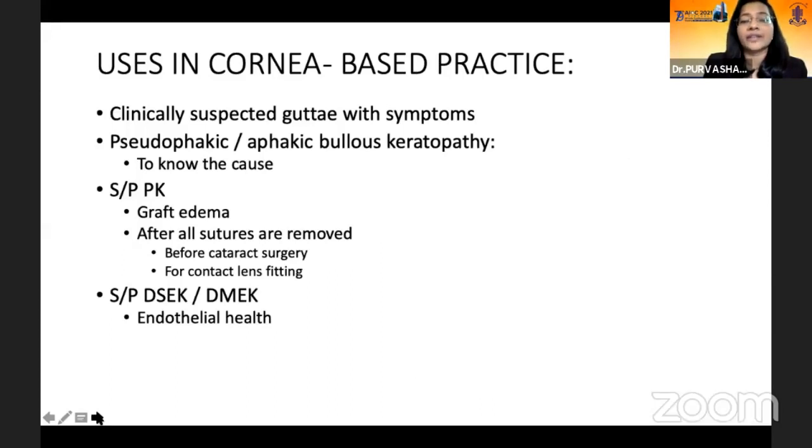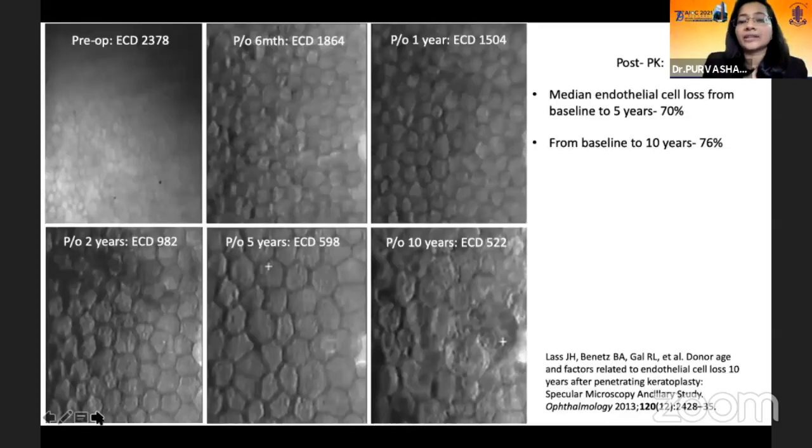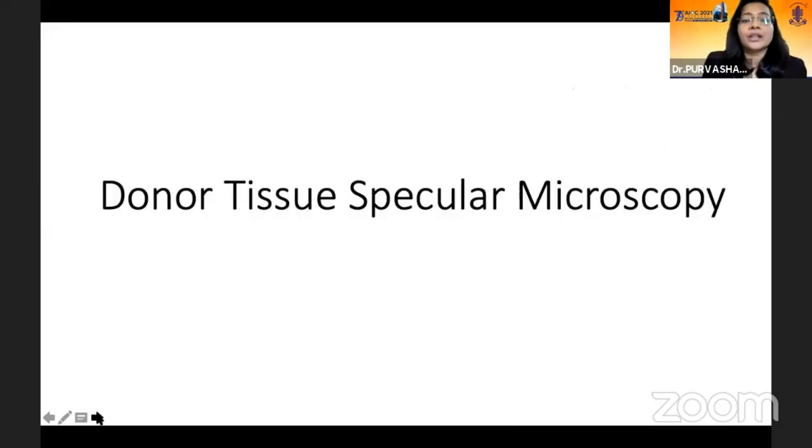We find specular microscopy very helpful for monitoring cases of corneal collagen cross-linking in thin corneas also, and in unexplained corneal edemas. This is basically how it helps. Just an example of a post-PK case where the bi-exponential loss is seen, and this is beautifully demonstrated in specular. The other use is for donor tissue specular microscopy.